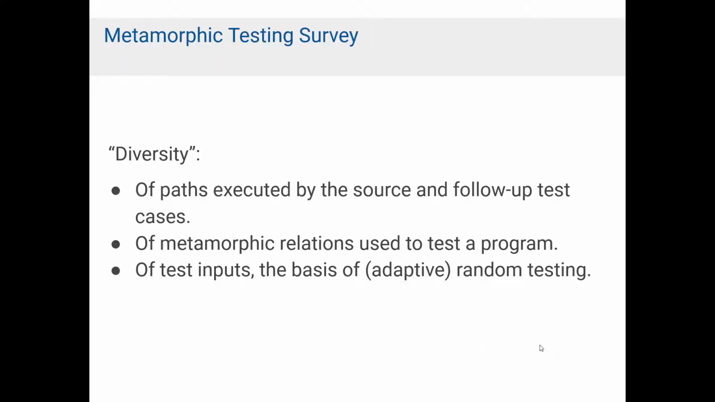The other was the concept of test case diversity, which tended to remain somewhat vague and has a couple of aspects. So first there's diversity, or difference, of the paths executed by the source and the follow-up test cases. The idea being the more different the paths are, the higher the chance of finding a bug.